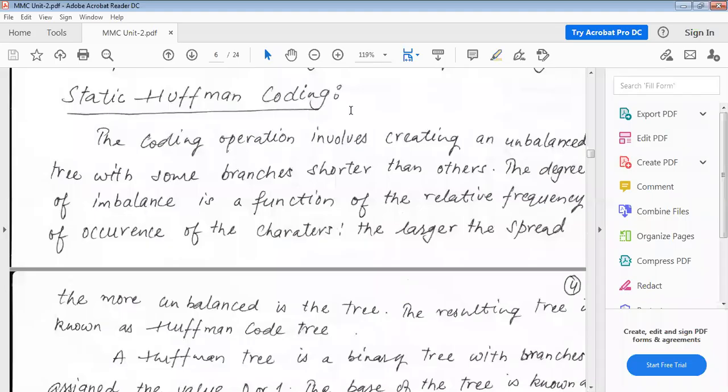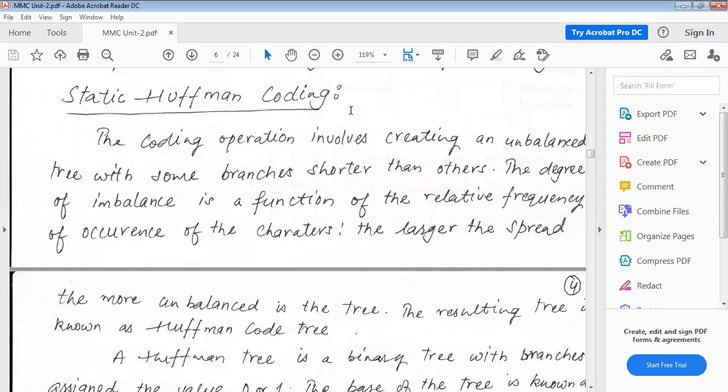Okay, static Huffman coding. This coding involves creating an unbalanced tree with some branches shorter than others. The degree of the imbalance is a function of the relative frequency of occurrence of the characters. Here, the larger the spread, the more unbalanced the tree is. The resulting tree is known as the Huffman code tree.